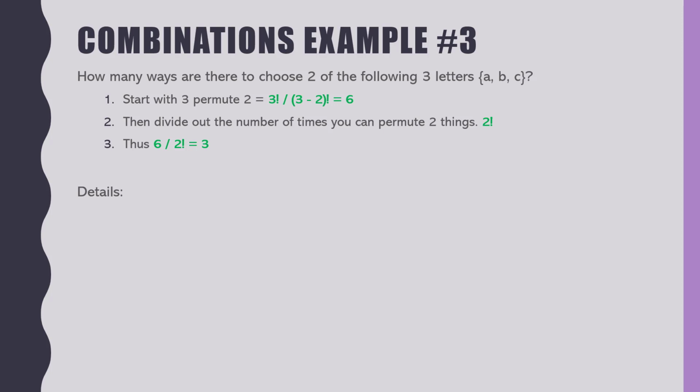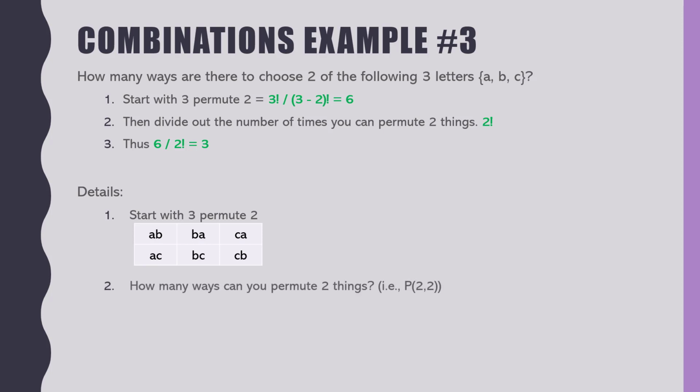Okay, so let's break this down a little bit. We started with 3 permute 2. That's every way I could do an nPk function, permuting 3 items 2 at a time. That's what we did the other day. Those are all the ways. Would you agree? But how many ways can I permute each of those 2 things? Well, if we're doing a permute 2 of 2, we'll find out that those are duplicates of each other. AB is the same as BA, CA is the same as AC, and BC and CB are the same thing. So that's the 2 factorial we're talking about there.